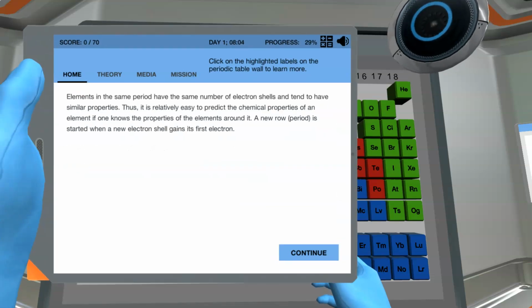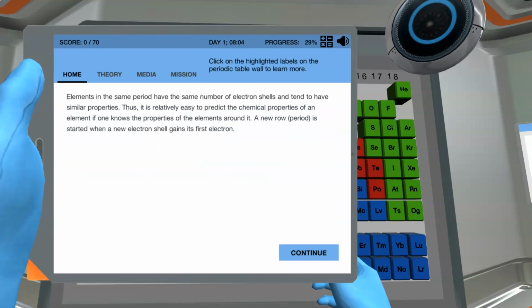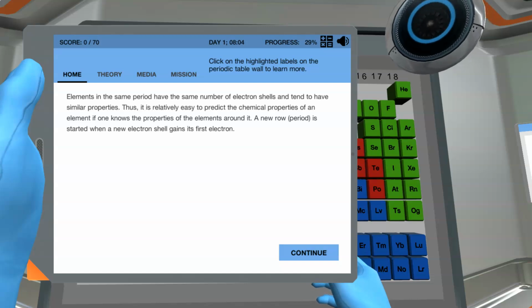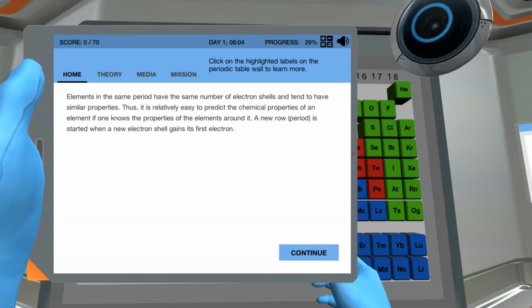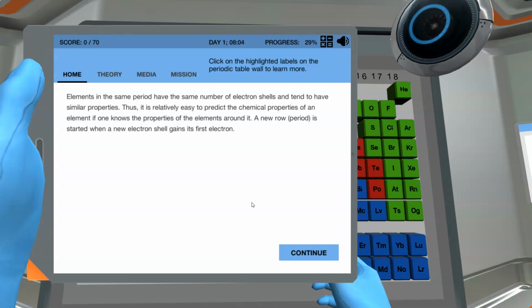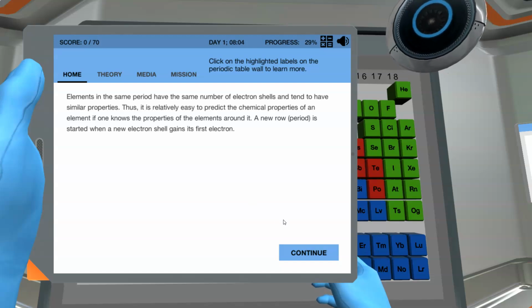Elements in the same period have the same number of electron shells and tend to have similar properties. Thus, it is relatively easy to predict the chemical properties of an element if one knows the properties of the elements around it. A new row is started when a new electron shell gains its first electron.